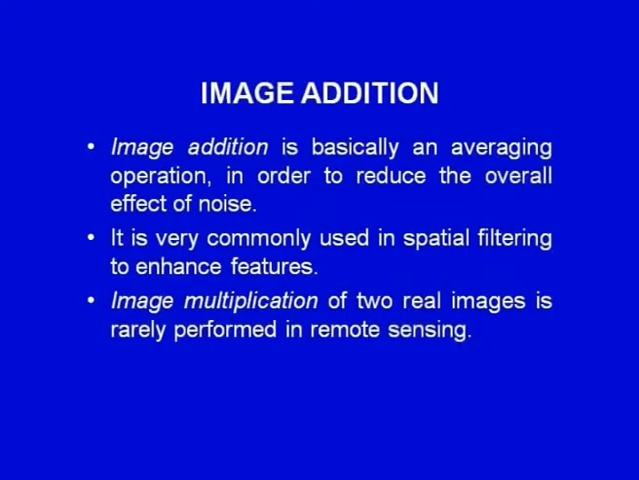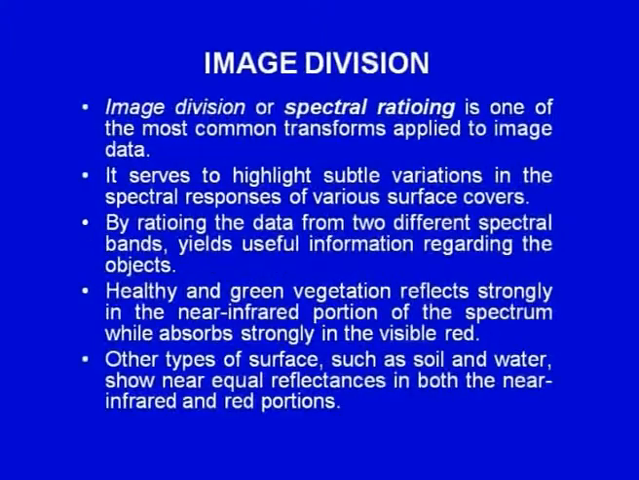Let us now look at image addition. Image addition is basically an averaging operation in order to reduce the overall effect of the noise. It is very commonly used in spatial filtering to enhance features. Image multiplication of two real images is rarely performed in remote sensing. The next basic arithmetic operator is image division.